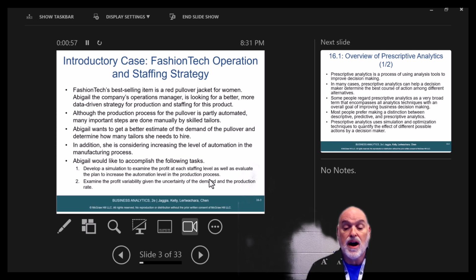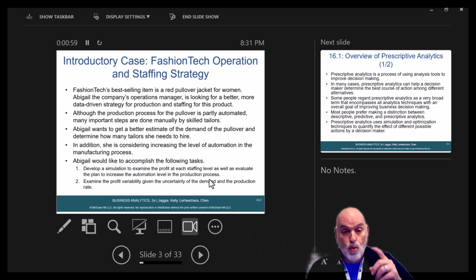Abigail would like to accomplish the following tasks. 1. Develop a simulation to examine the profit at each staffing level, as well as evaluate the plan to increase the automation level in the production process. 2. Examine the profit variability given the uncertainty of the demand and the production rate.